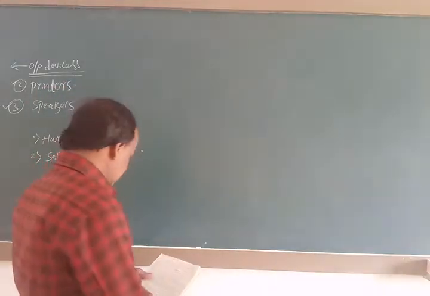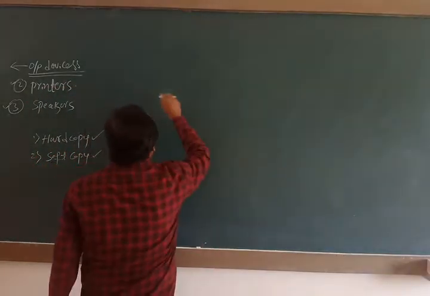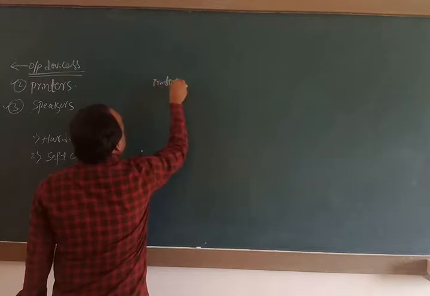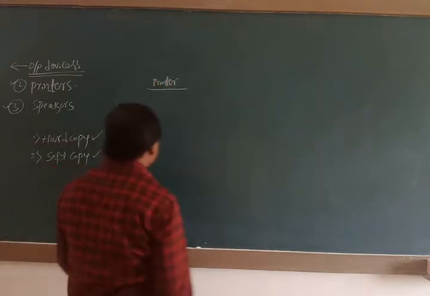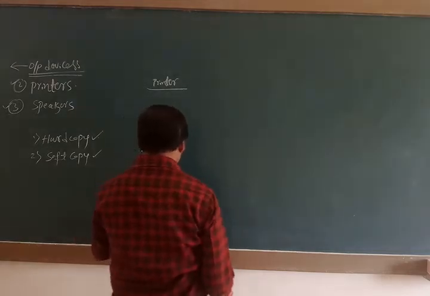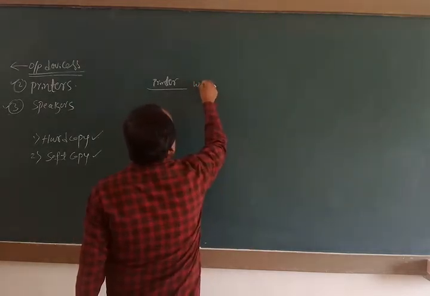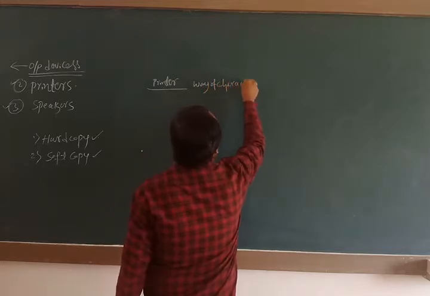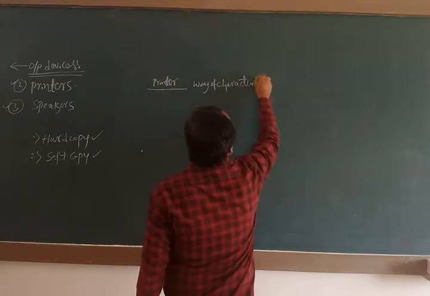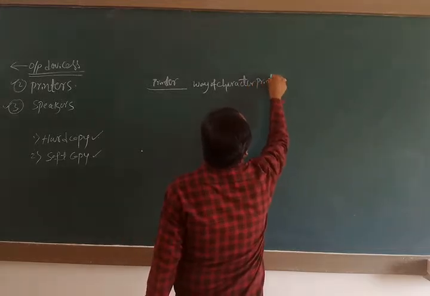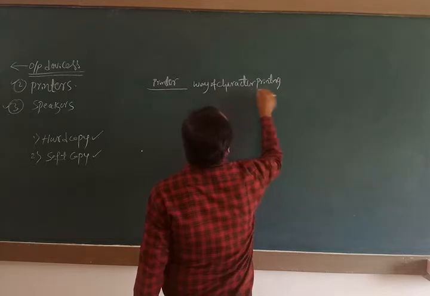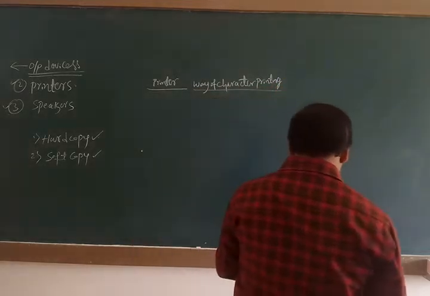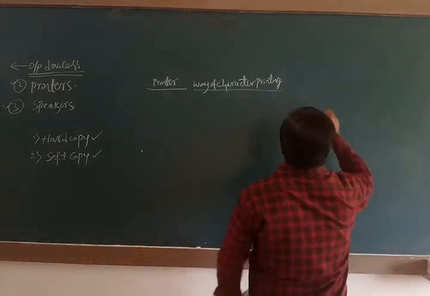See here, first one, printer. Second column, way of character printing. And the next point, striking device and noise.